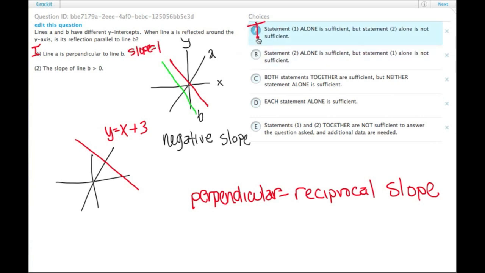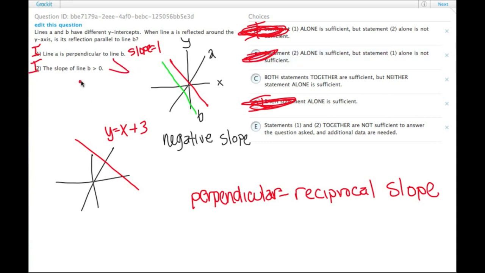So A is not sufficient, nor is D. We just cross them off. Anyway, statement 2, the slope of line B is greater than 0. That's nice, but we don't even have line A, so there's no way that that would be sufficient. We get rid of B.